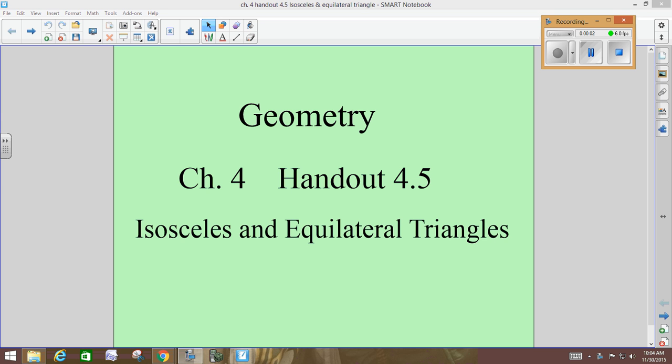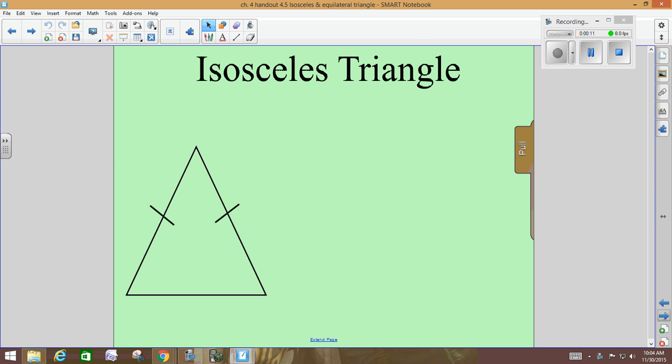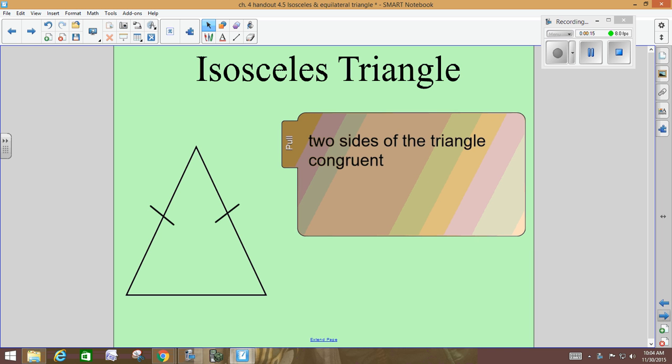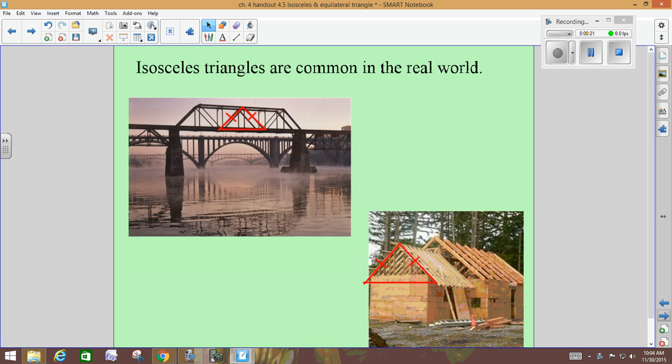4.5, we're going to talk more about isosceles and equilateral triangles. We already know what they are from the beginning of the chapter. We said that an isosceles triangle is a triangle with two congruent sides. And then an equilateral triangle is a triangle with three congruent sides.